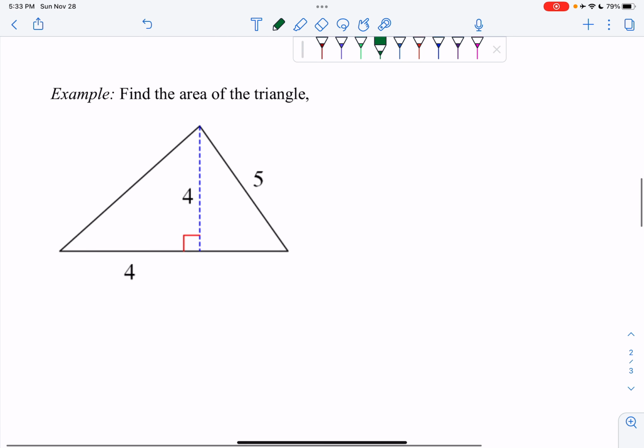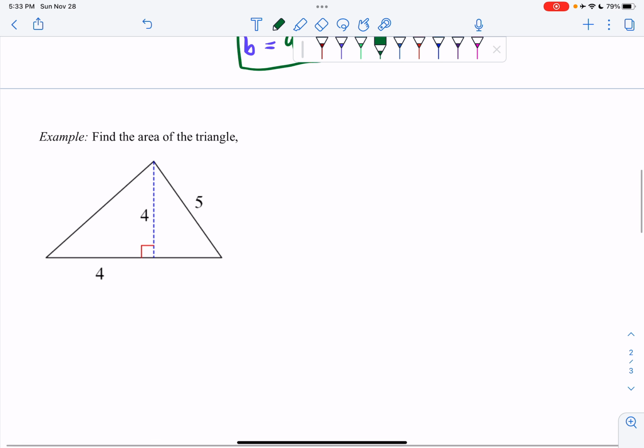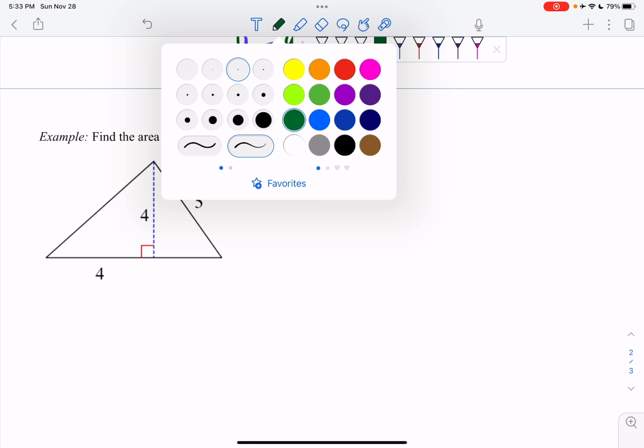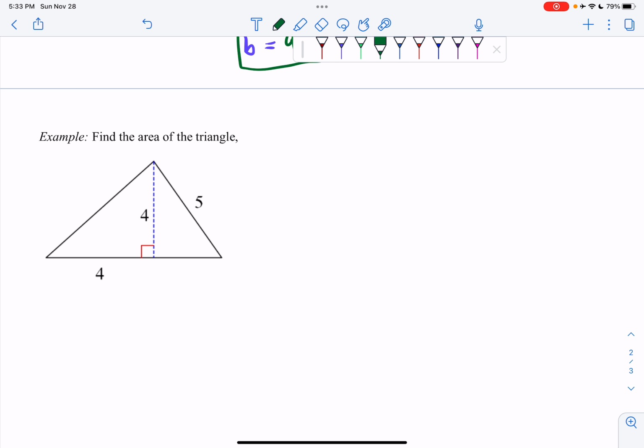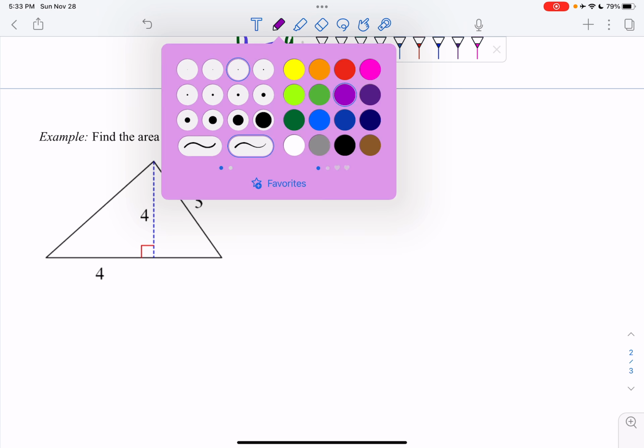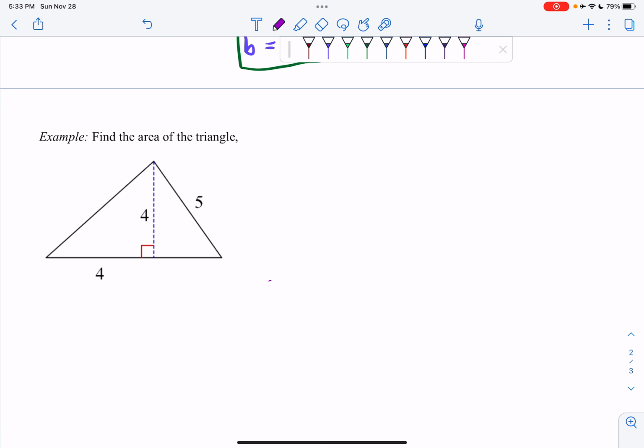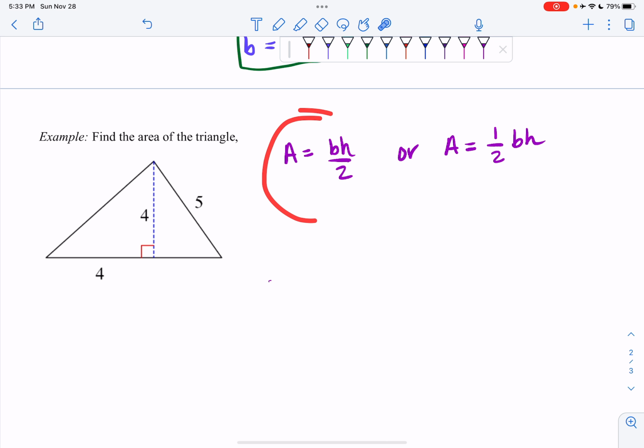Example. Find the area of the triangle. If you look, we have a triangle and we don't know the length of our whole base. We know that our area formula for a triangle is base times height divided by 2, or you can write it as area equals 1/2 the base times the height. I prefer the first way, it looks more sophisticated.